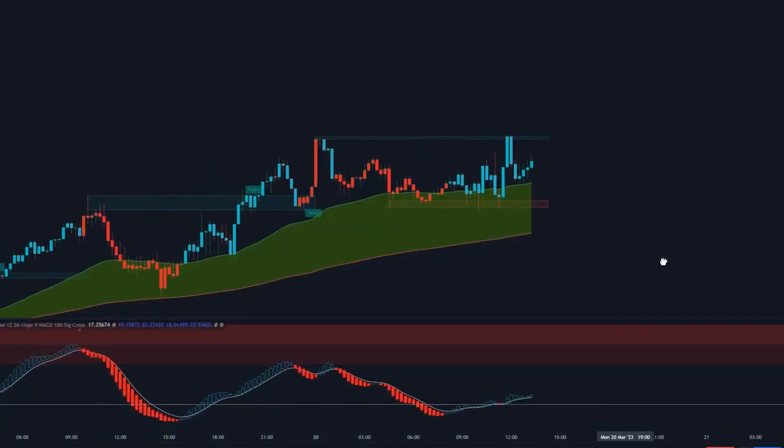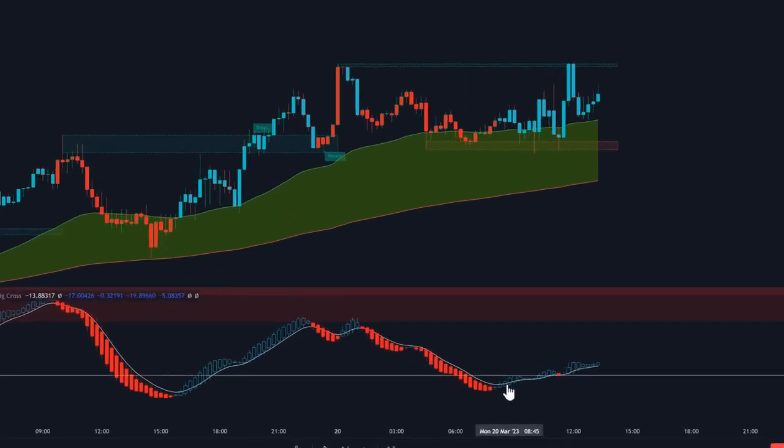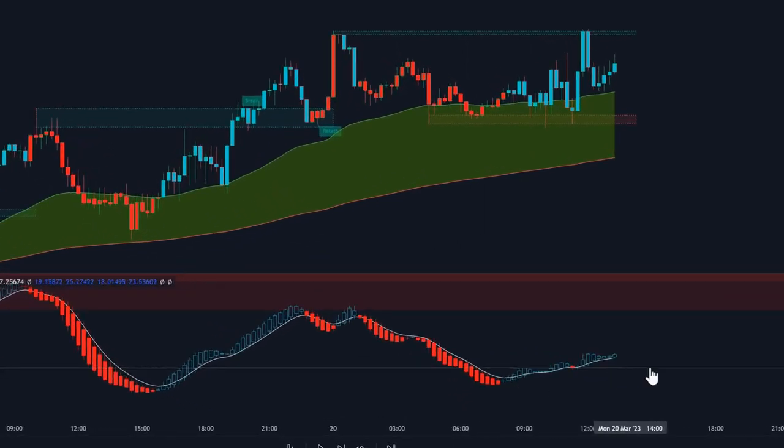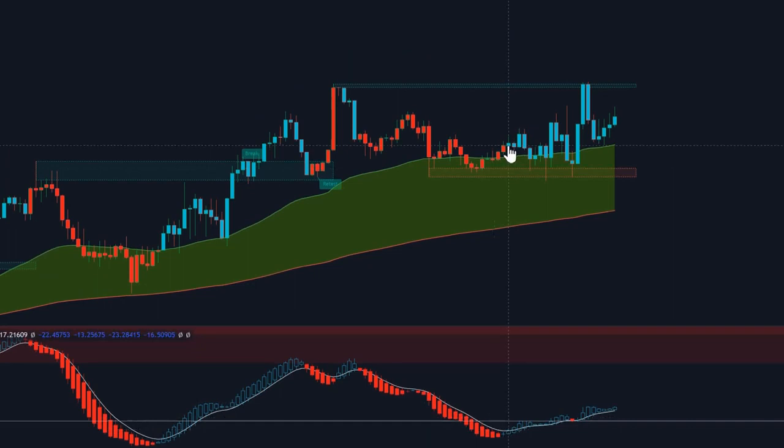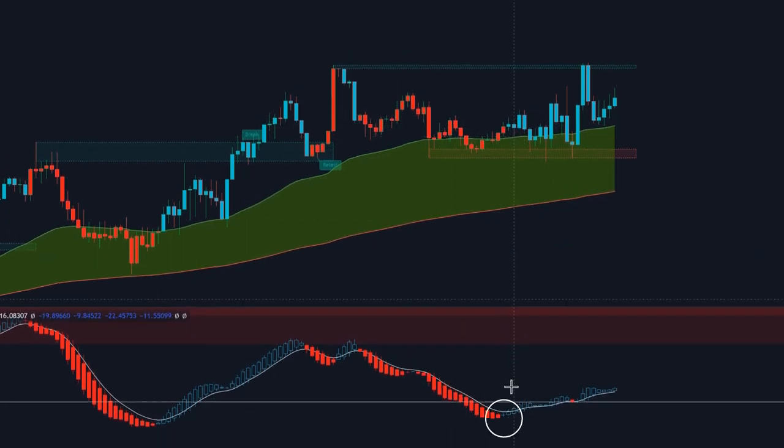To enter a long position, first, we need the Heikin-Ashi candles to cross above the MACD signal line, and that crossover needs to happen below the midline, like it did right here. If you're not sure whether the crossover has happened, you can just look at the candles. Whenever the candles change color from red to blue, that indicates a MACD crossover.